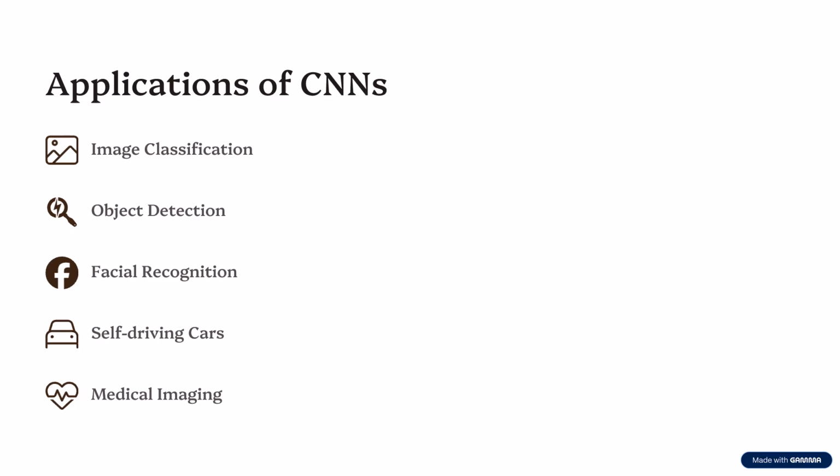Convolutional neural networks are widely used because they are very good at understanding images and visual data. First one is image recognition. CNN can identify objects in images like faces, animals, or everyday items. Second is face detection and verification. Third is medical imaging, self-driving cars, video analysis, natural language processing.